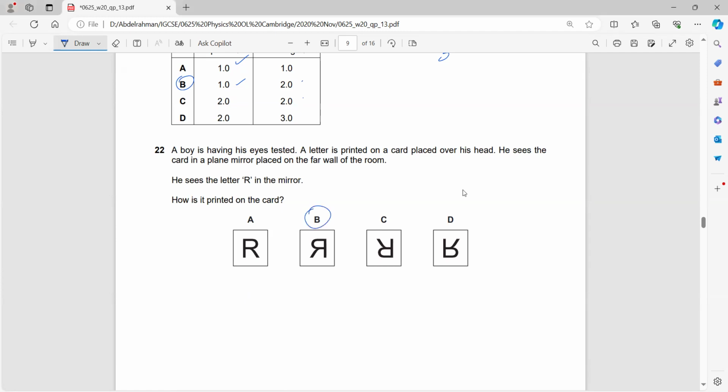Why? Because the mirror laterally inverts the image. Mirrors laterally invert the images. So it has to be B. C and D are definitely wrong. You cannot see R as it is in the mirror. It has to be laterally inverted.